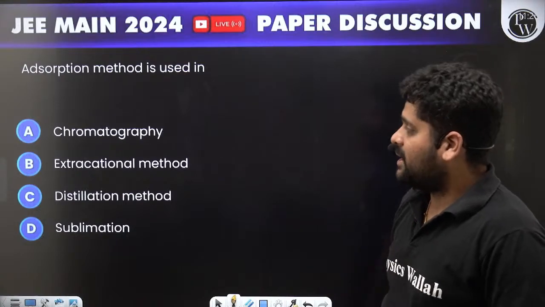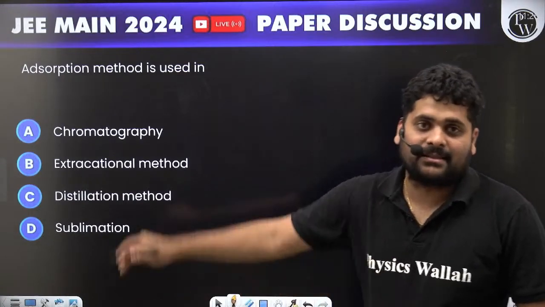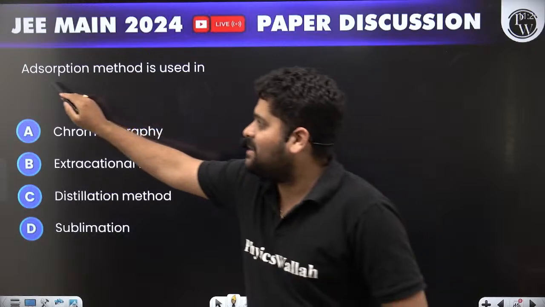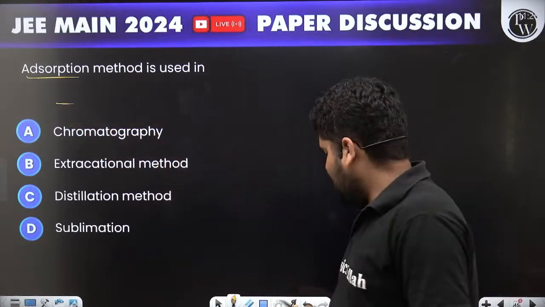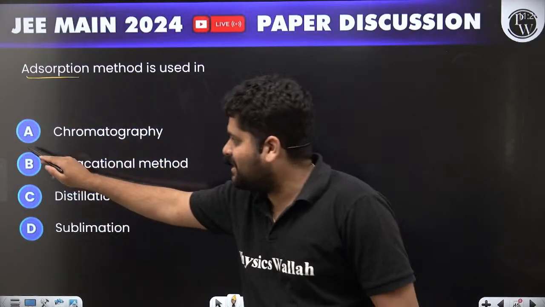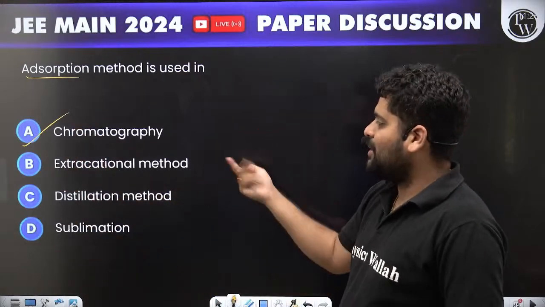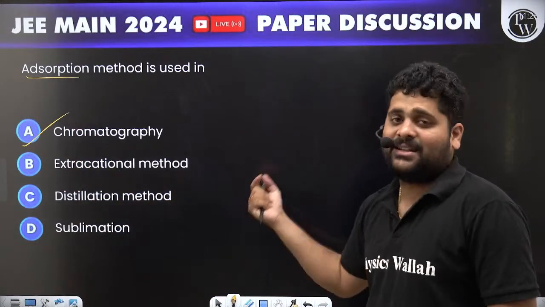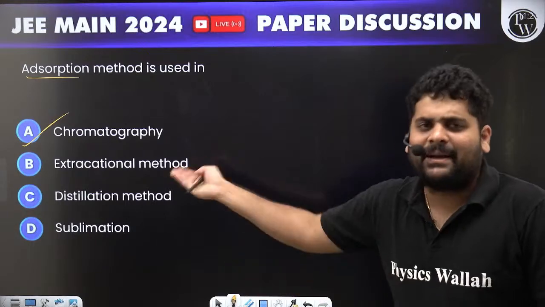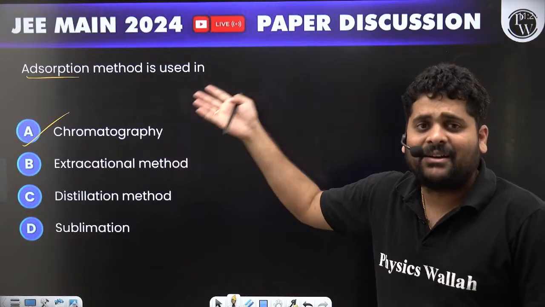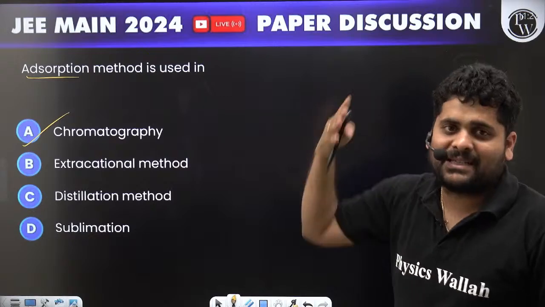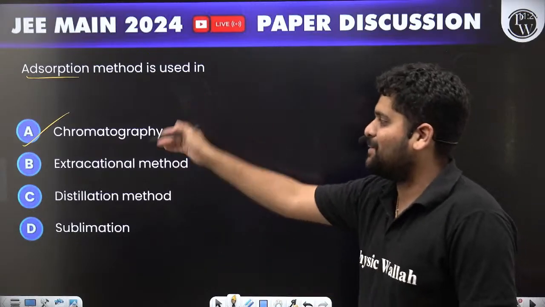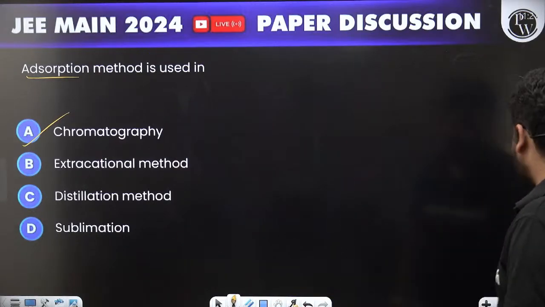This one, organic chemistry, some basic principles and techniques from your NCERT textbook. Adsorption method. Adsorption method is used in chromatography. Why will you use it in differential extraction or distillation or sublimation? Anybody can answer this, right? You need not have a knowledge of organic chemistry, some basic principles and techniques. Anyone can do this question. So the correct answer is option A.